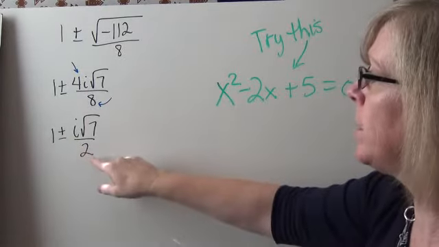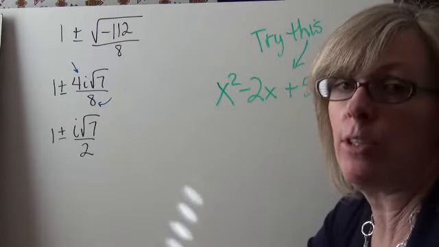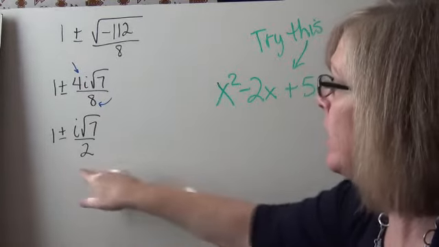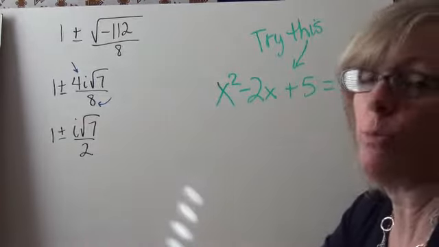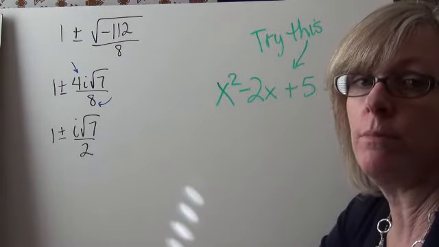So this fraction could be simplified because both of them were multiplied by a factor of 4, and I divided it out. This would be my final answer to that first problem. 1 plus or minus i square root of 7 over 2.